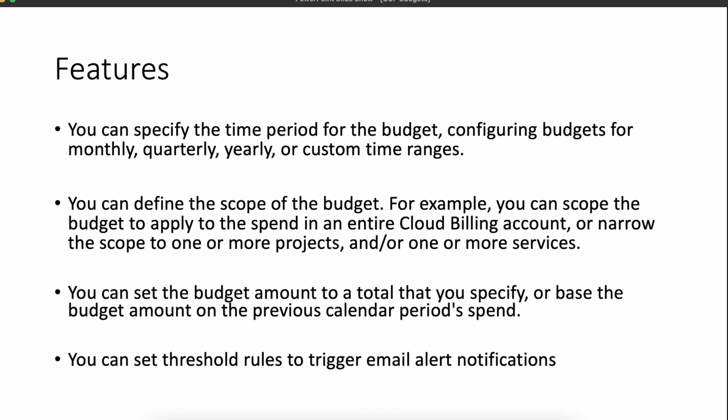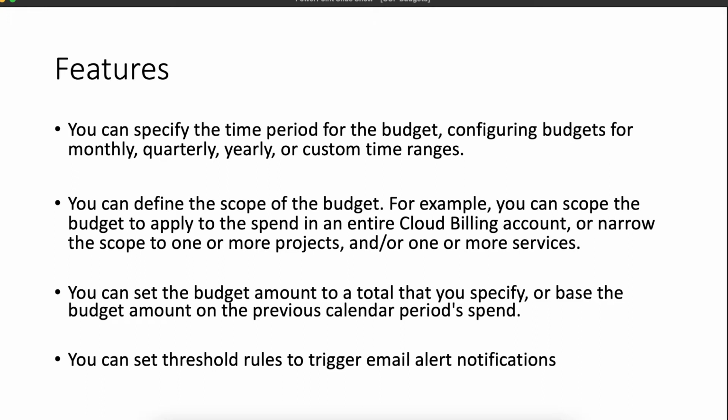We can specify the time period for the budget when we are creating it, which we will see in the demo. We can configure the budgets for monthly, quarterly, yearly, or custom time ranges. What it means is we can say that this particular budget amount is for the entire month, or for a quarter, or for an entire year, or for a custom range. So maybe you want 10 days or 15 days or 7 days. However you want, you can mix it up.